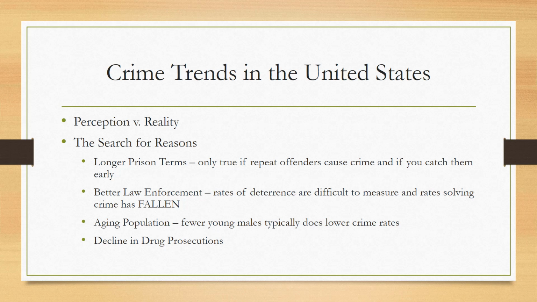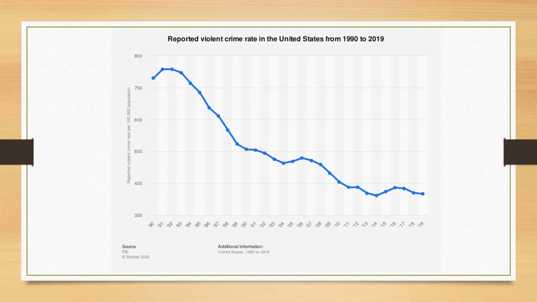Also, we have seen declines in prosecution for drugs in the United States. And this might, although it's still frequently charged, have caused it. Here's a breakdown for roughly the last 30 years of the crime rate.